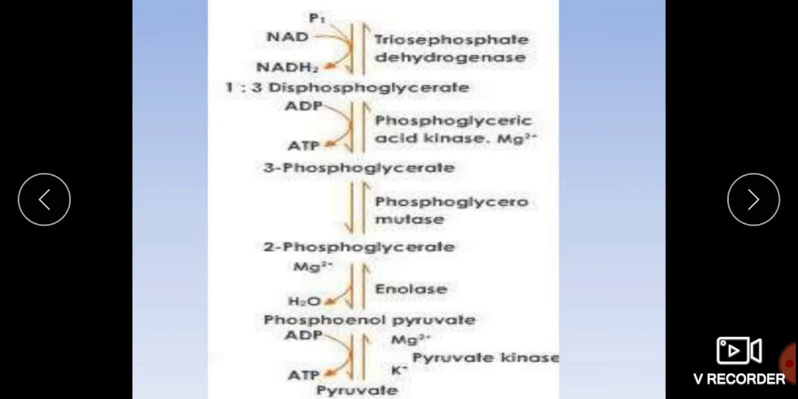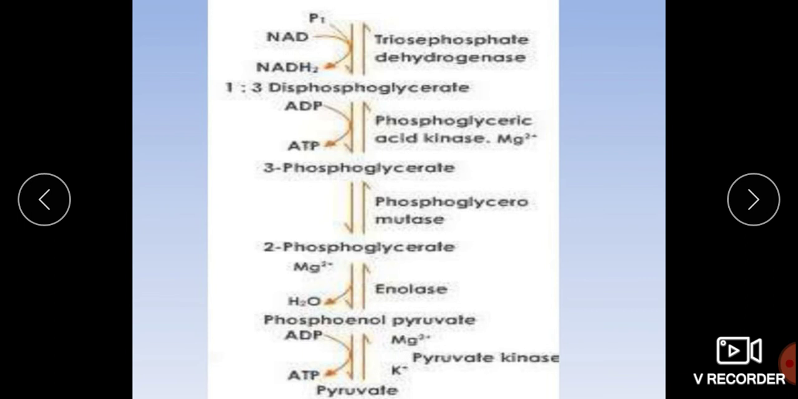The enzyme, phosphoglycerate mutase, plays a role for this conversion. The 2-phosphoglyceric acid gets dehydrated to the phosphoenol pyruvate.